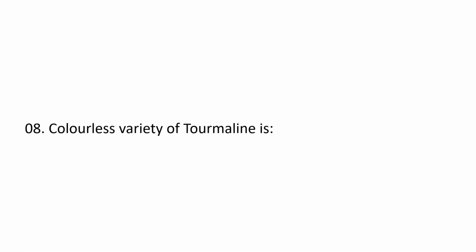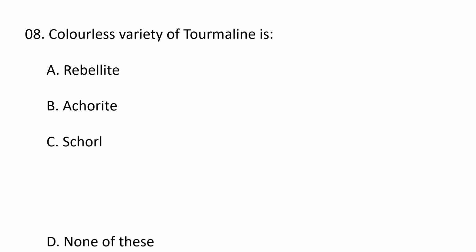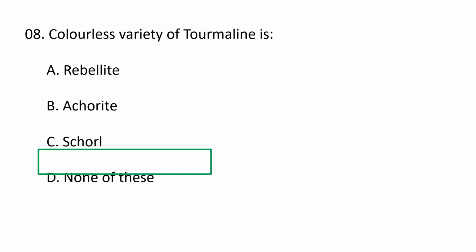Next question. Colorless variety of tourmaline is A. Rubellite, B. Achroite, C. Schorl, D. None of them. So the colorless variety of tourmaline is Achroite. It is named Achroite after the Greek word achroos, which means without color. So B is the correct option.